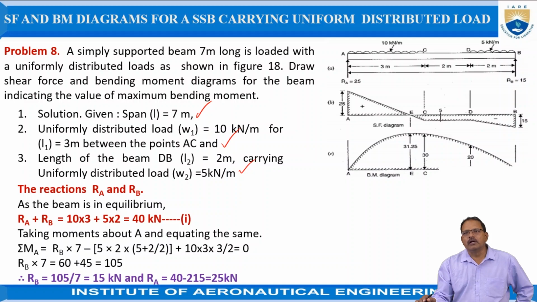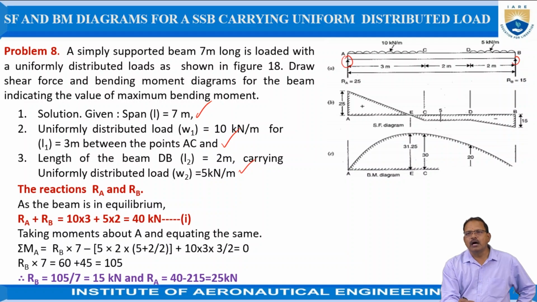Now, for drawing the shear force and bending moment diagrams, it is required to determine the values of RA and RB. Here, according to the equilibrium principle, the sum of the forces acting in the upward direction should be equal to the sum of the forces acting in the downward direction. Here, the downward forces mean the uniformly distributed load between A and C as well as between B and D. Upward forces are the reactions at B as well as A now.